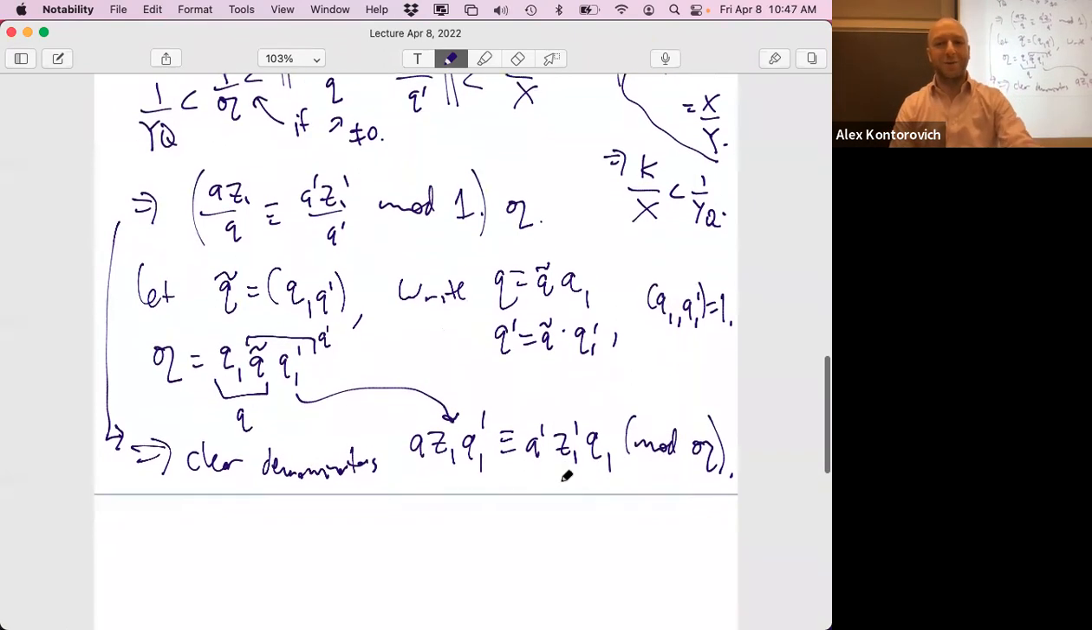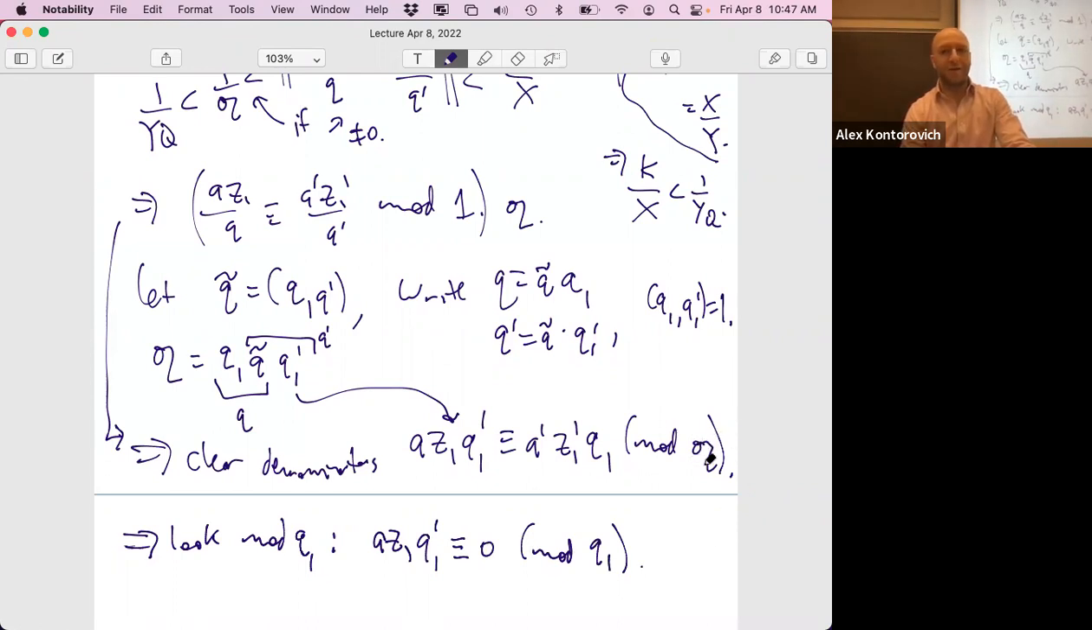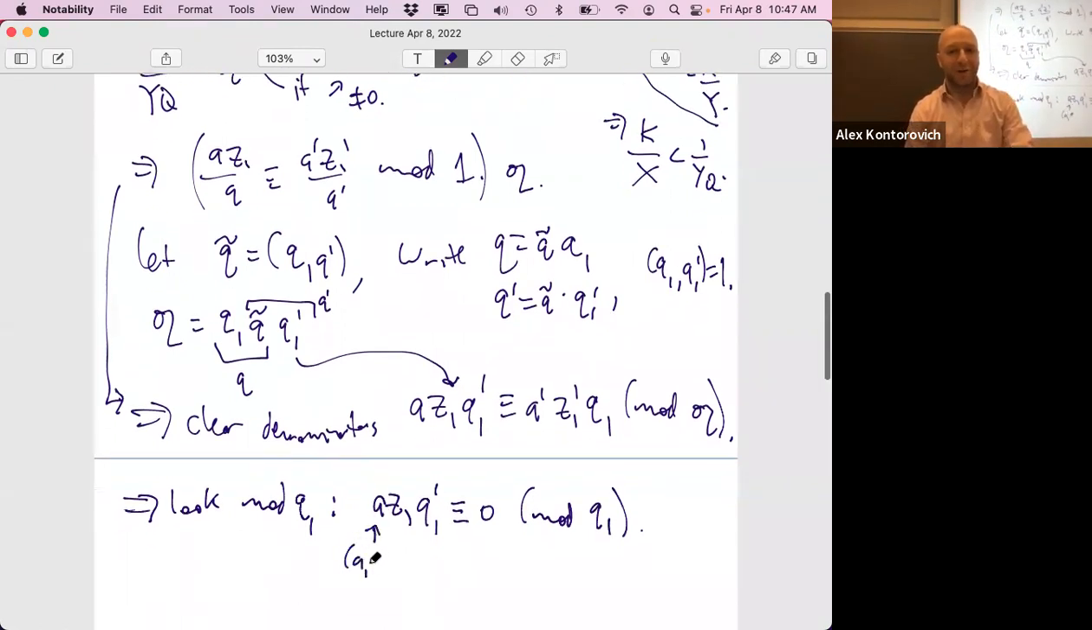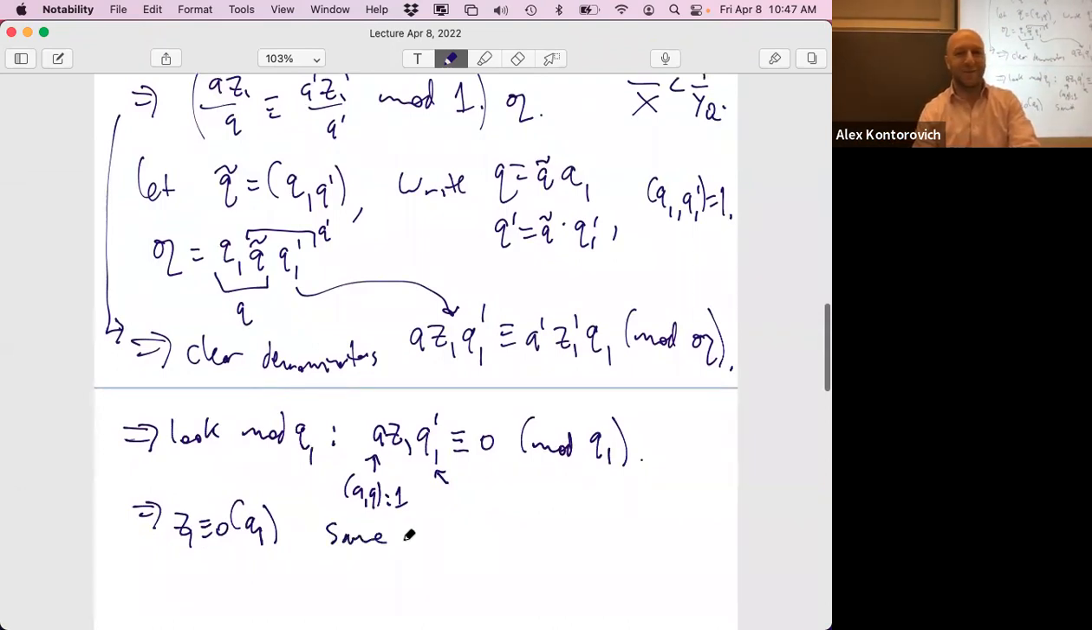Let's reduce this equation mod q1. So look, mod q1, what do you have? You have a z1 q1 prime is congruent to 0 mod q1. Q1 is a divisor of this frac. But A is coprime to Q. And Q1 prime is coprime to Q1. So you get Z1 is 0 mod Q1. But also, the same argument implies that Z2 is congruent to 0 mod Q1. But what's wrong with that?